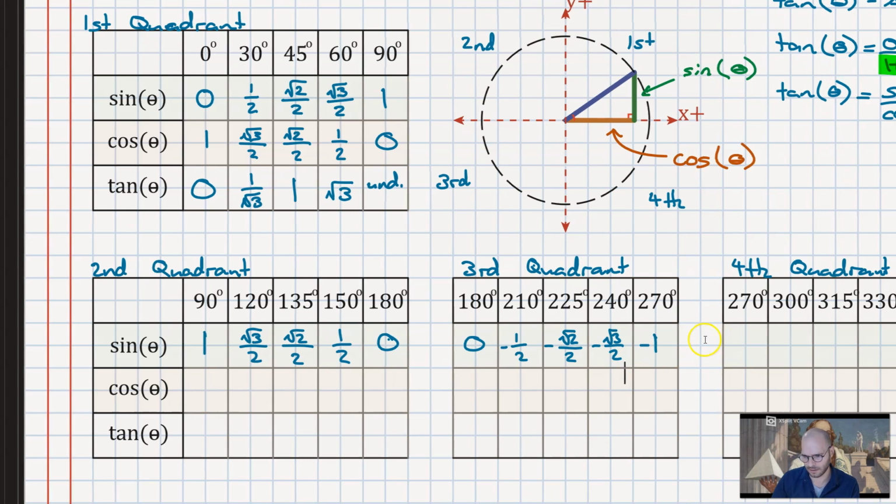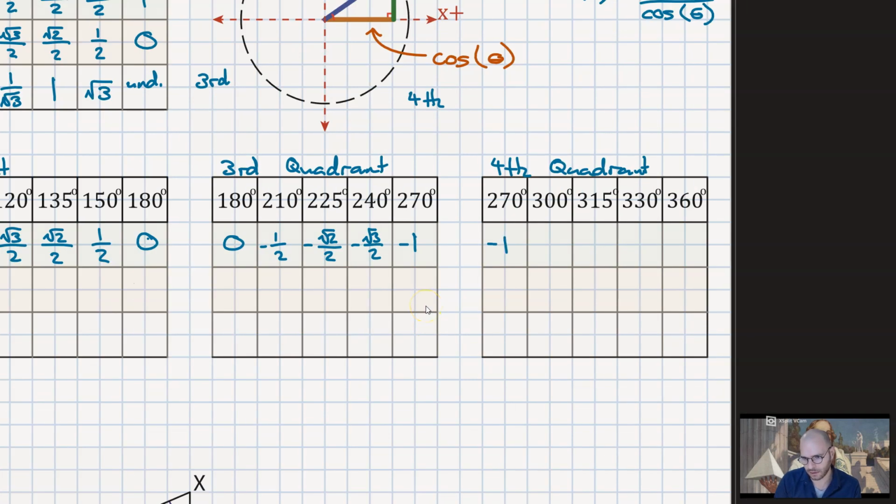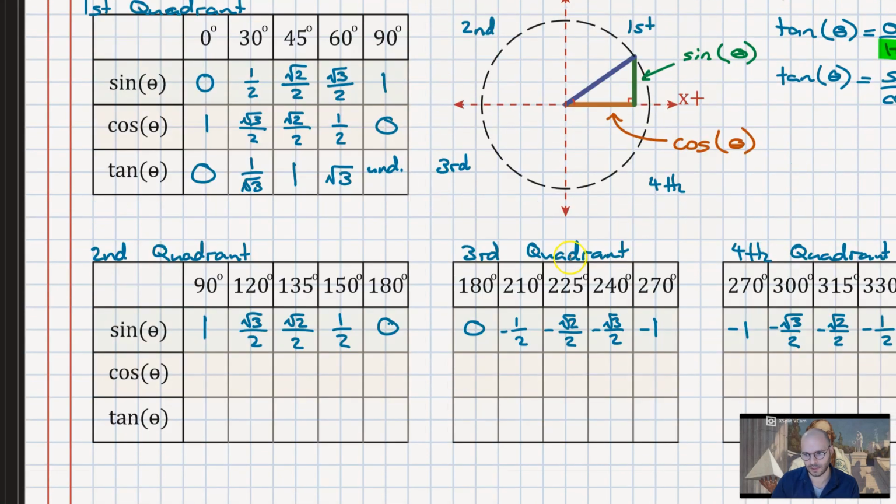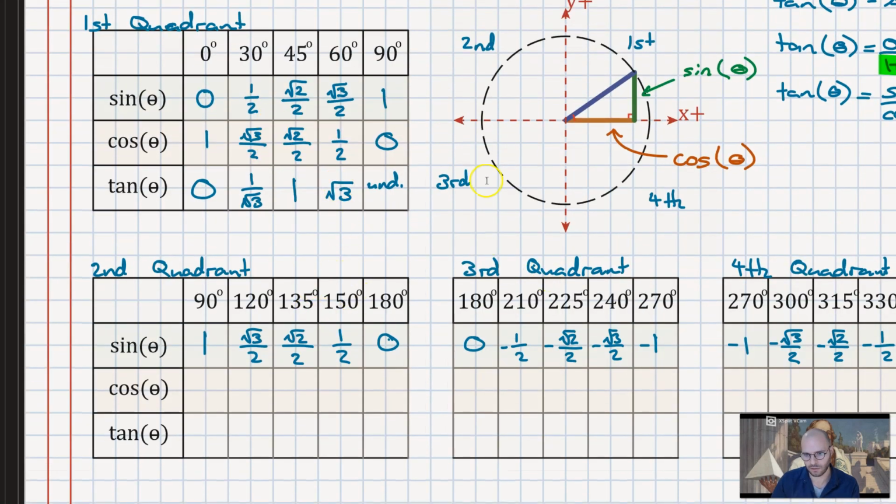And then finally, we're going to be at negative 1, back to 0 over here. In between, we'll be at negative root 2 on 2. And then because we're going in between, we go negative root 3 on 2, negative a half, like so. So this is all the exact values that we need to know for the sine function across the entire unit circle here.